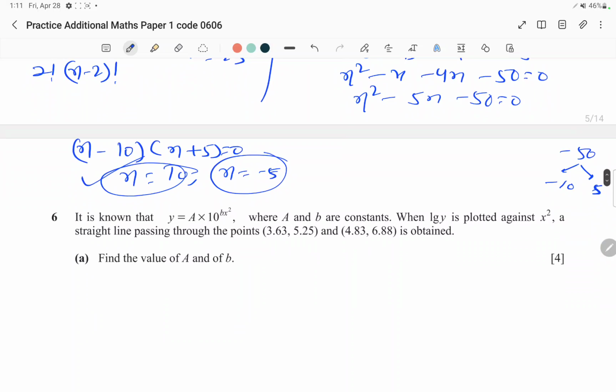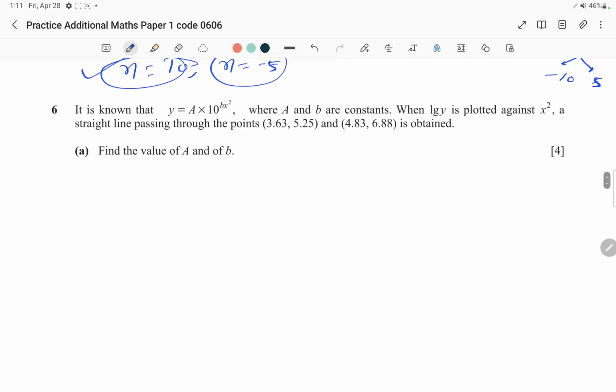Now this is question number 6 that says it is known that y equals a times 10 to the power bx square, where a and b are constants. When log y is plotted against x square, a straight line passing through the points is obtained. Find the values of a and b.